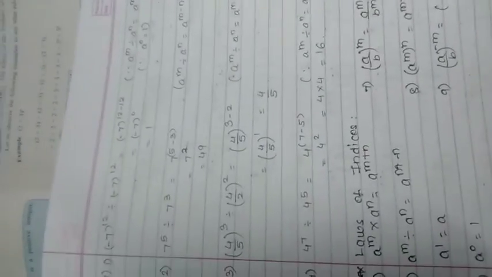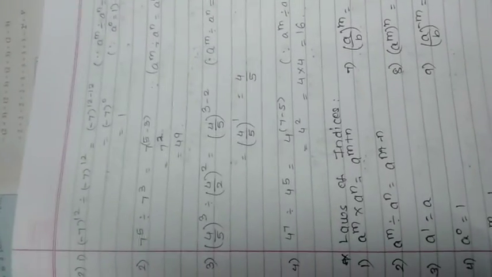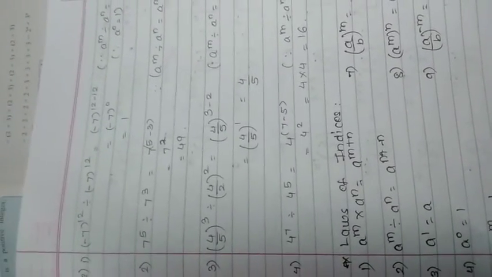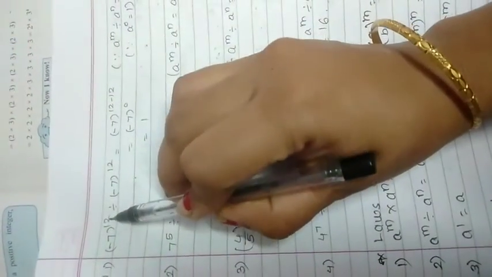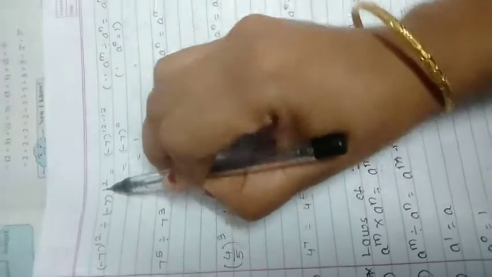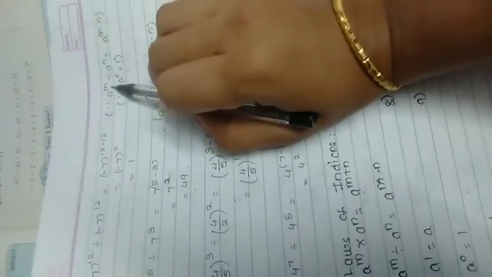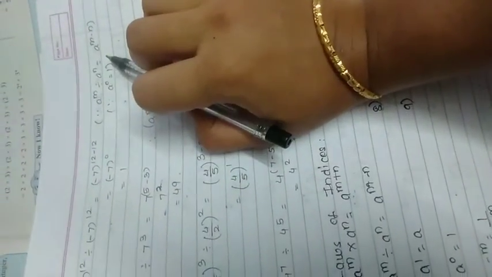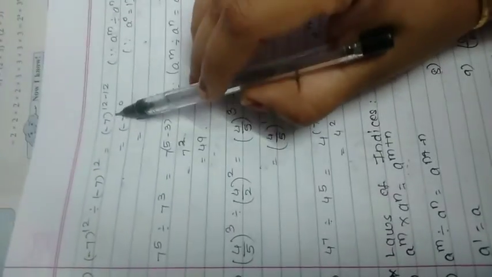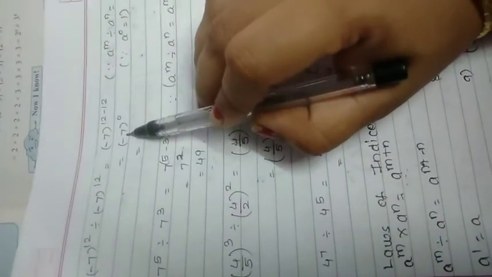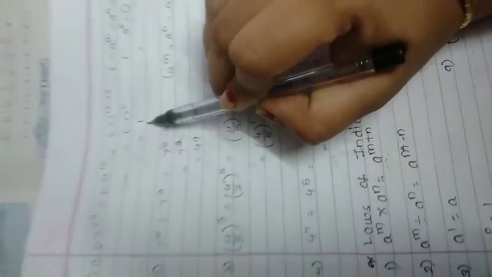Moving ahead to question number 2, that is find the value. Again here we are given 4 sums on division and we are supposed to find the value. So the first question is minus 7 raised to 12 divided by minus 7 raised to 12. Formula is a raised to m divided by a raised to n is equal to a raised to m minus n. So 12 minus 12 is 0 and anything raised to 0 is 1.